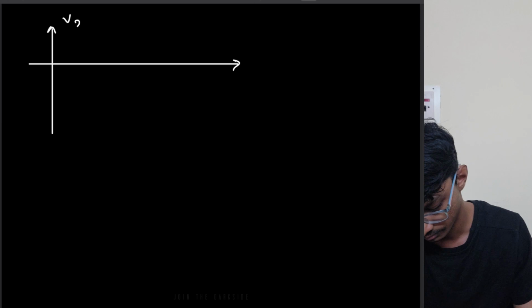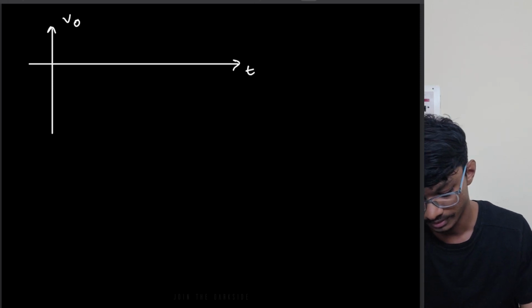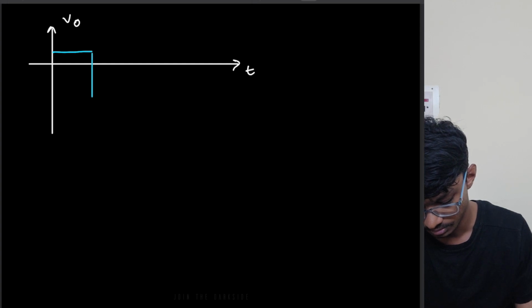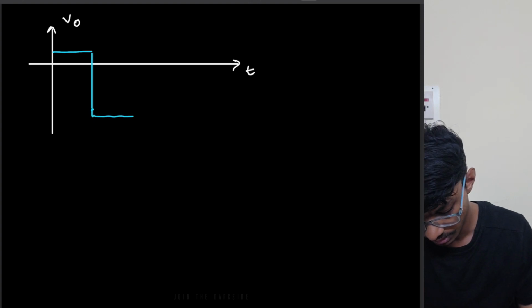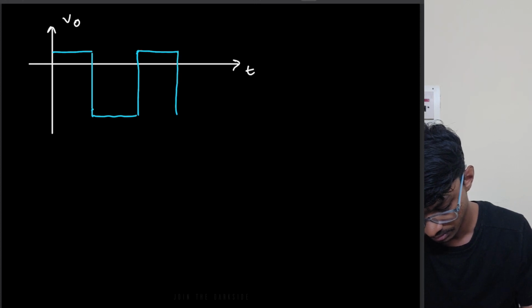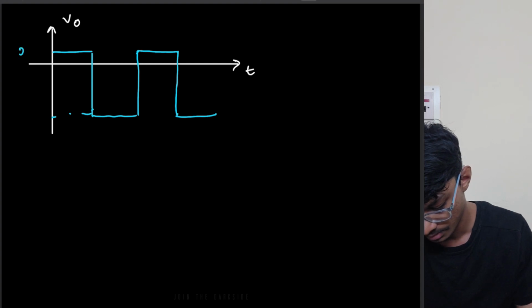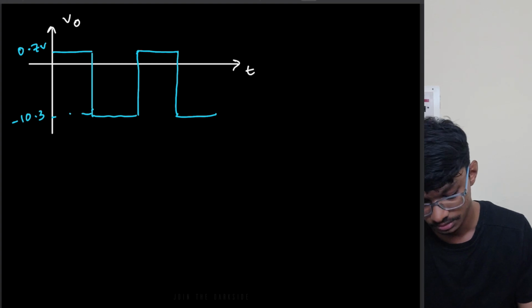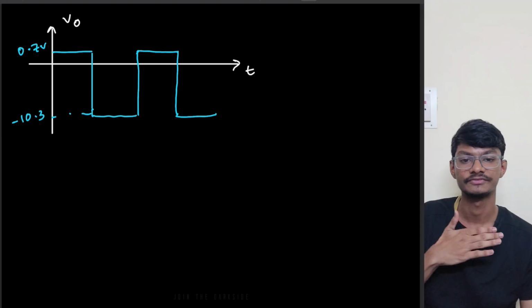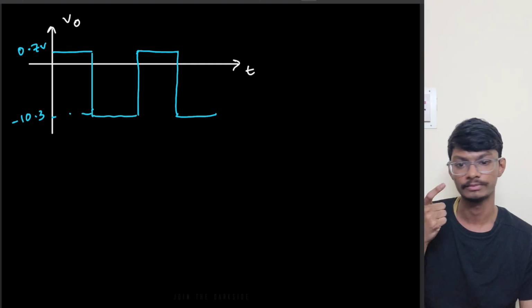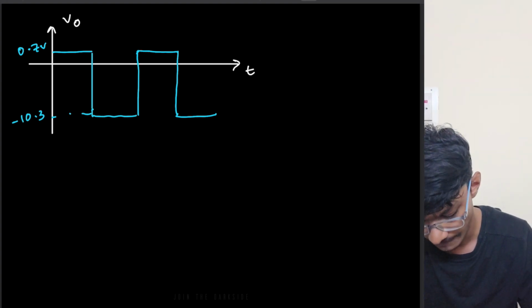VO. What is happening? Initially it is 0.7, then it goes to minus 10.3, then again it remains at 0.7, then minus 10.3, at 0.7 volts. You can check it for yourself, it's just getting shifted by 0.7. So the average voltage will also get shifted by 0.7, or you can do the calculation.